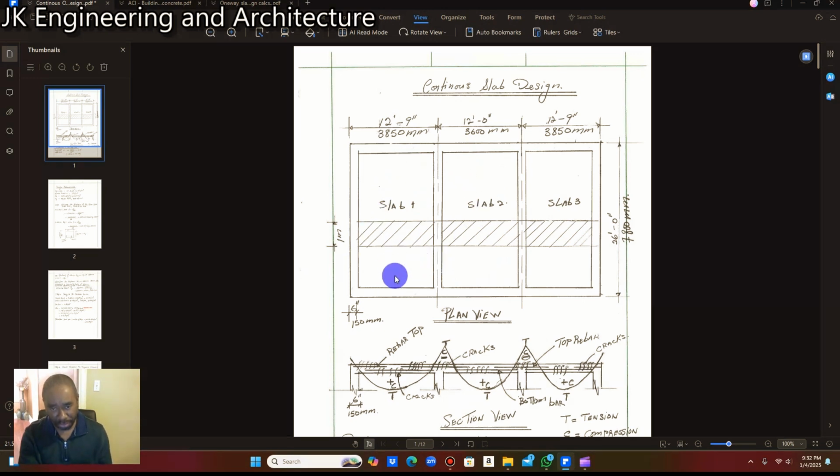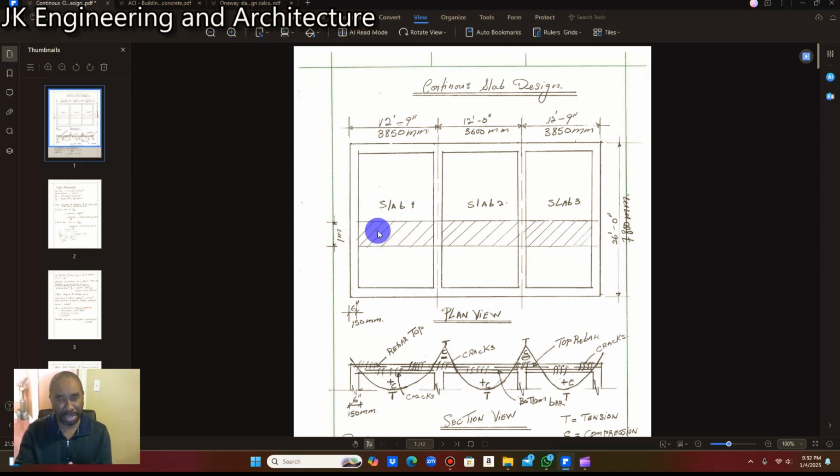So as I said to you before, when we are designing any structural member, we do not design for the entire structural member. We take a 1 foot strip if we are doing it in imperial measurements, right, feet and inches, and if we are doing it in metric, we take a 1 meter strip. So as you can see, I have taken a 1 meter strip right throughout the length of the slab. So we're going to design just one slab.